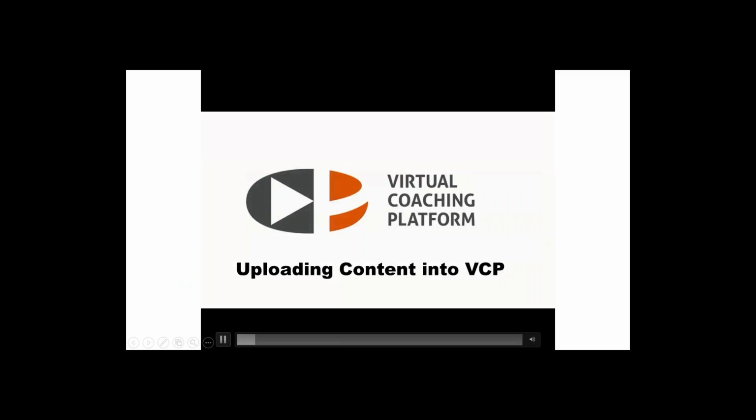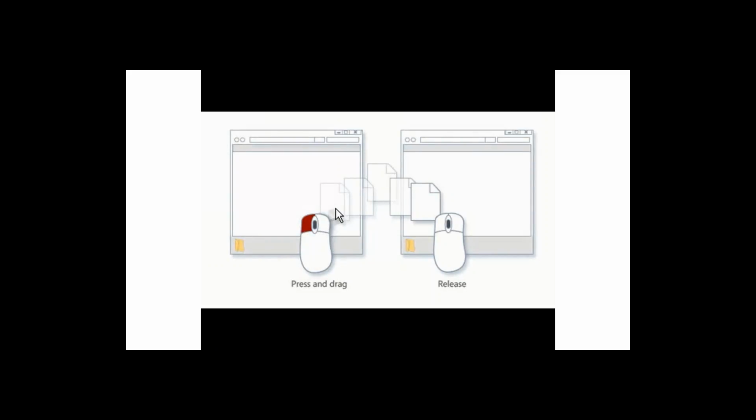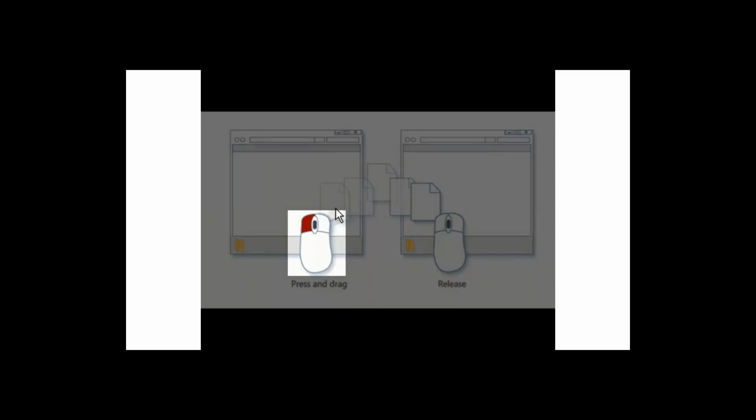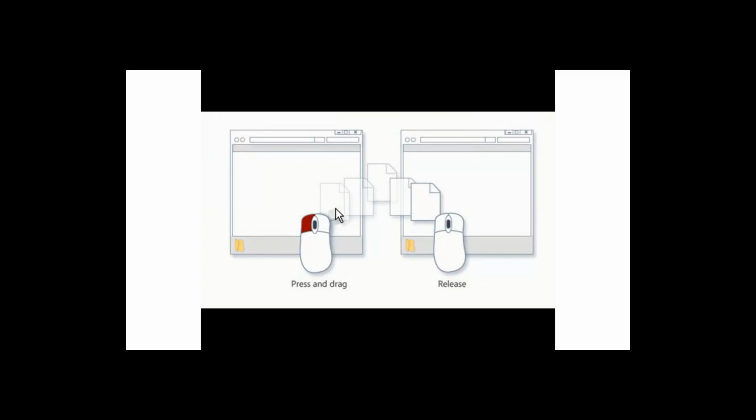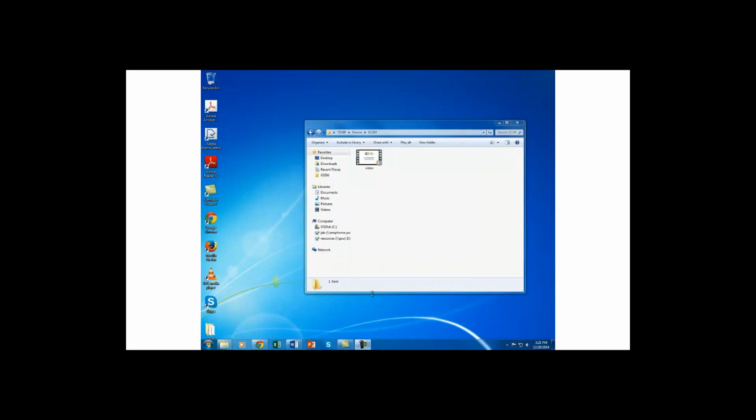This tutorial will show you how to upload content into VCP. Please note that VCP will accept a variety of common video and audio file formats as well as PDF documents. To begin, connect your recording device to your computer via USB cable. Next, move files from your recording device to your desktop. You can use the drag and drop technique. First, left-click and hold on the file you want to move. While still holding the mouse button down, drag the file onto your desktop. Once you have positioned the file over the desktop, release the mouse button. It will look like this.